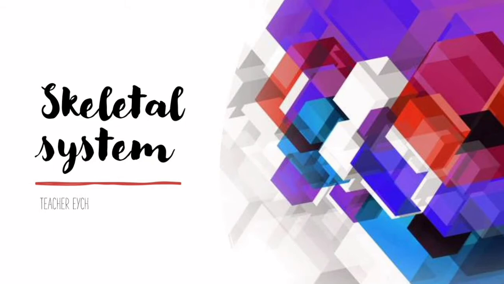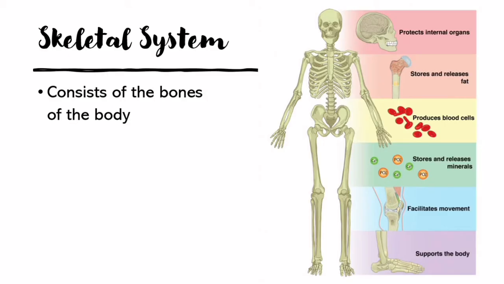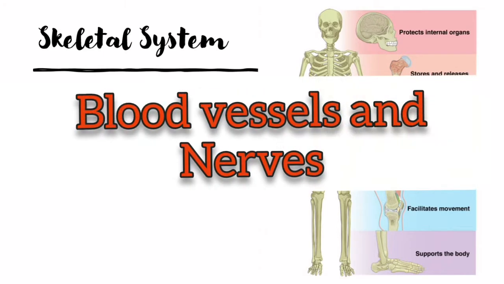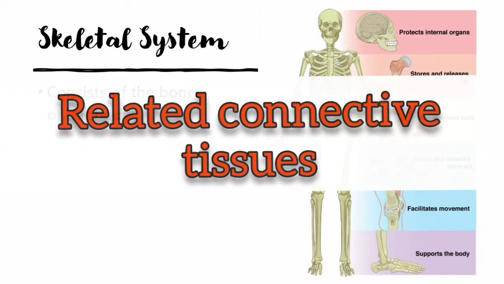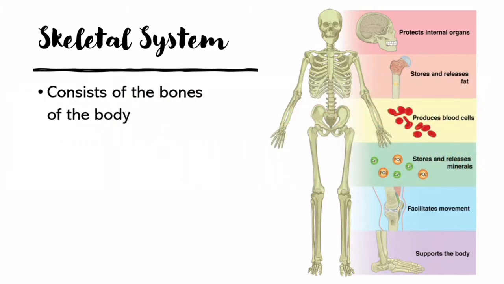So for today's video, we're going to talk about the skeletal system. What is the skeletal system? Our body is built around a living framework called the skeletal system. Our skeletal system is composed of bones. The bones in our body are a combination of several kinds of tissues and contain blood vessels and nerves. Bones are attached to each other at the joints. The combination of bones and joints with related connective tissues form the skeletal system.